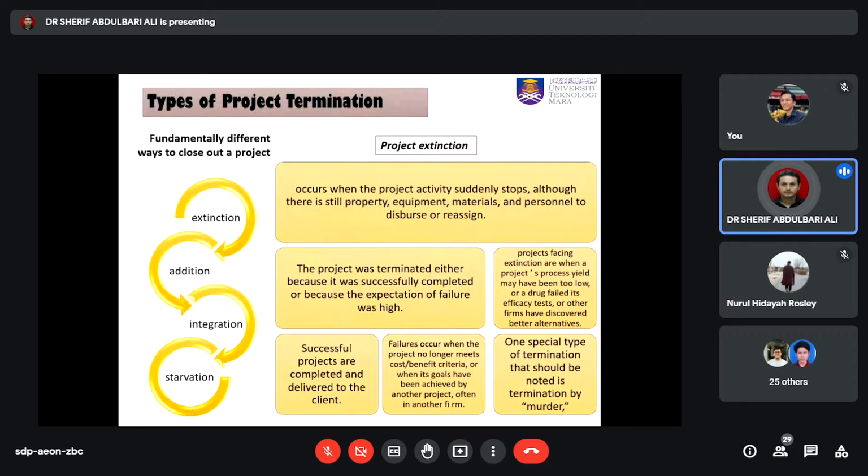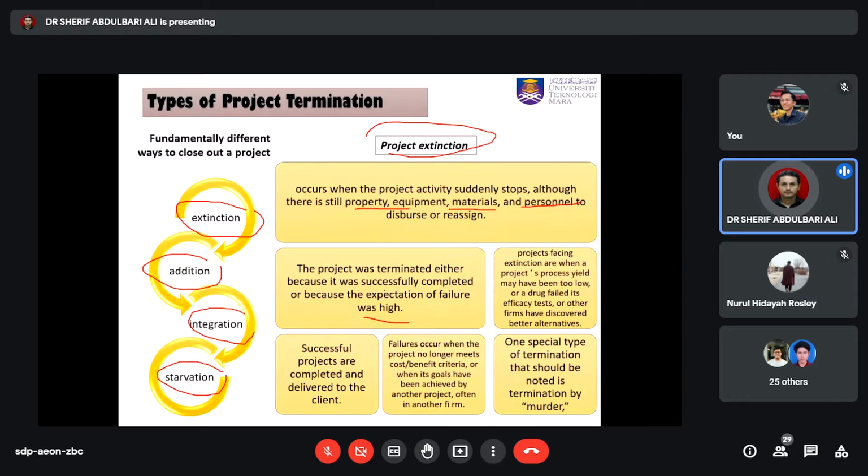So what types of project termination are there? There will be four types of project termination. The first one is extinction, addition, integration, and starvation. So extinction, the first type of project termination, occurs when the project activity suddenly stops. But actually, there is equipment, there are materials, there is personnel, but the project is stopped. So the project will be terminated because maybe it was successfully completed or because the expectation of failure was high. This is what we call project extinction.